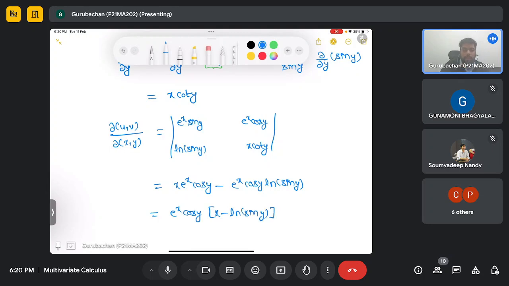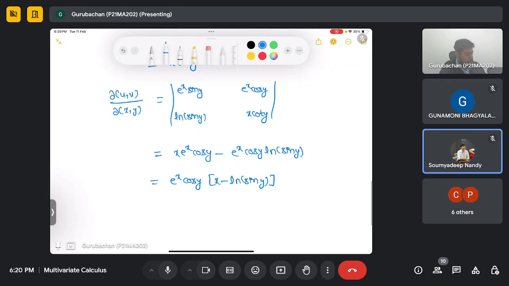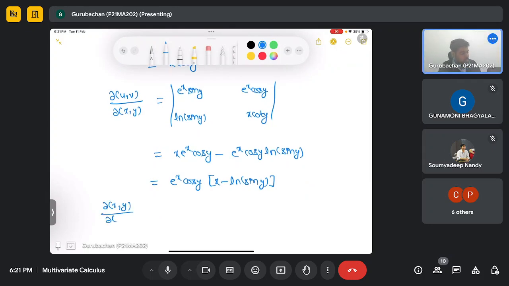I hope everybody got this answer. If anybody has a different answer, you can ask. Did you get the same answer? Yes, sir, I've got the same answer. Okay. So what about this Jacobian? Will we need to compute again del x by del u? We know the general formula is del x by del u, del x by del v, del y by del u, and del y by del v.